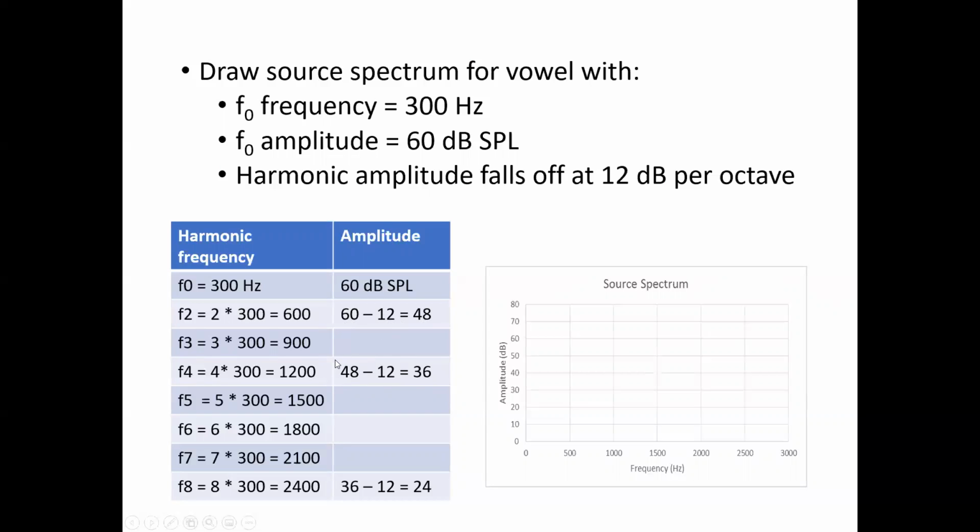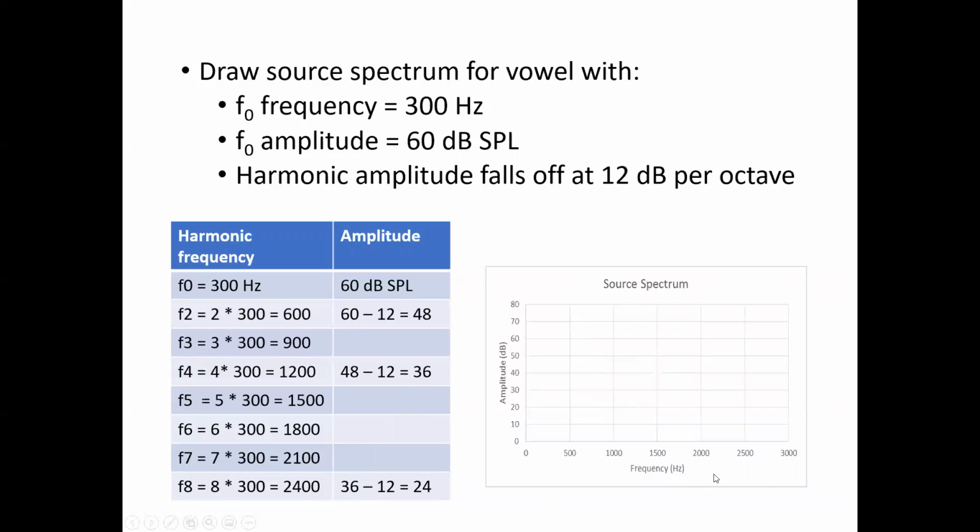So I take the amplitude for the second harmonic, 48 dB. I subtract 12 decibels, and I get 36 decibels. And then I have to skip all the way up here for the next doubling of frequency to the 8th harmonic. So I take 36, which was the amplitude for the 4th harmonic, minus 12 equals 24 dB. And I can plot all of those values over here on my source spectrum.